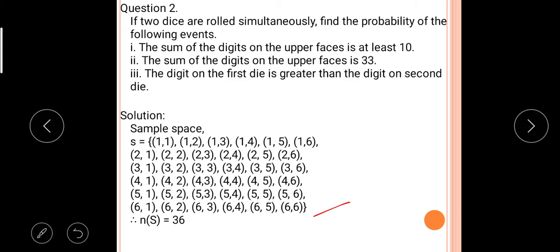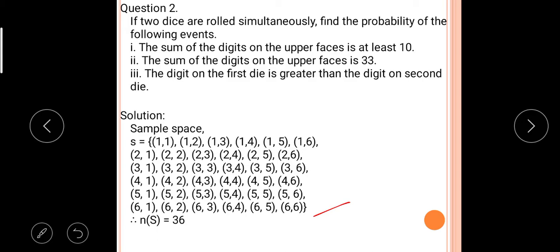Now, what do we have to do? We have to see the given event. The sum of the digits on the upper face is at least 10. Means the addition of the two digits on the upper faces should be at least 10.